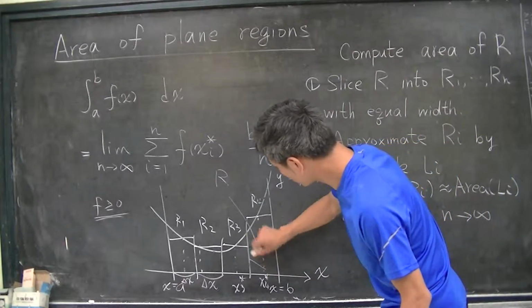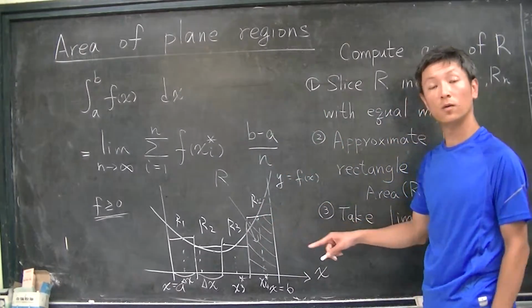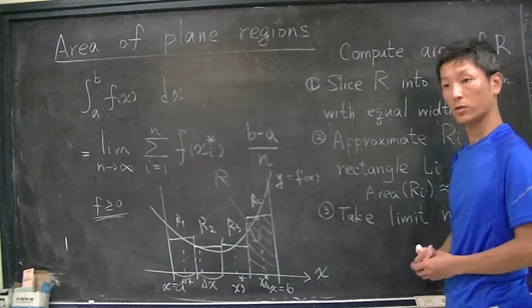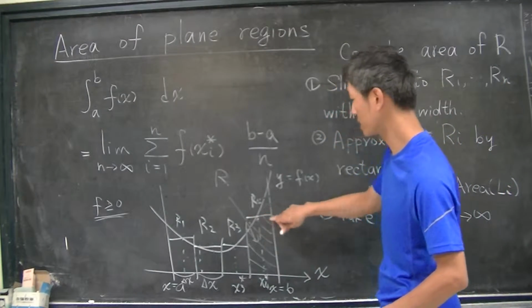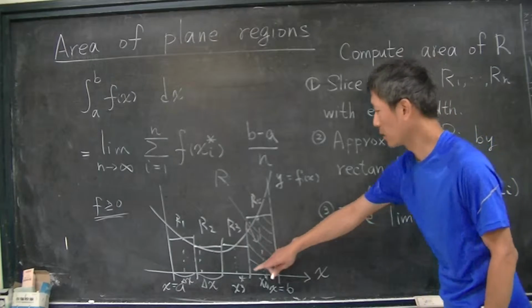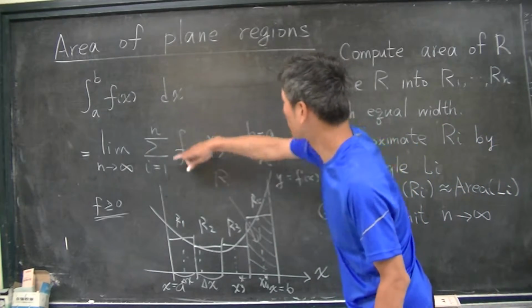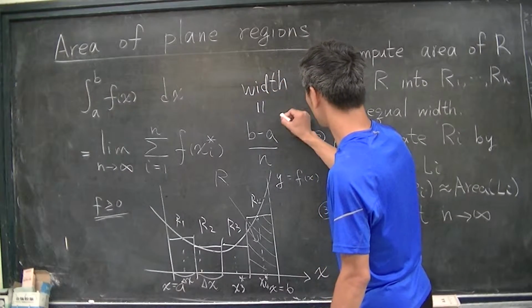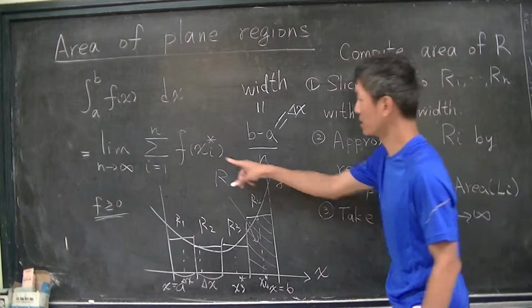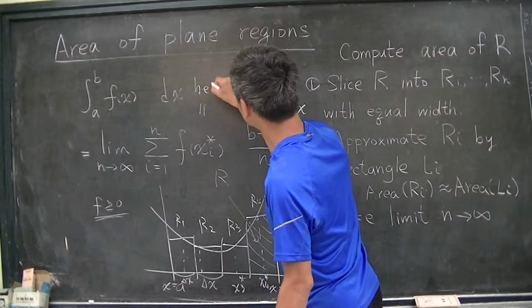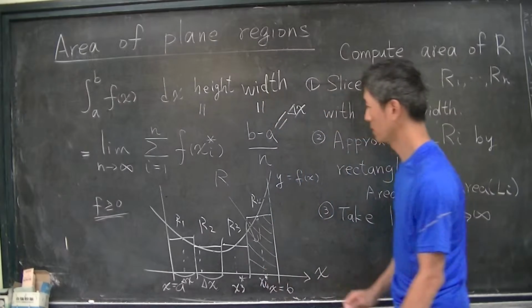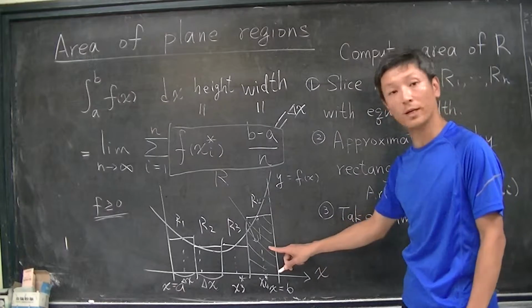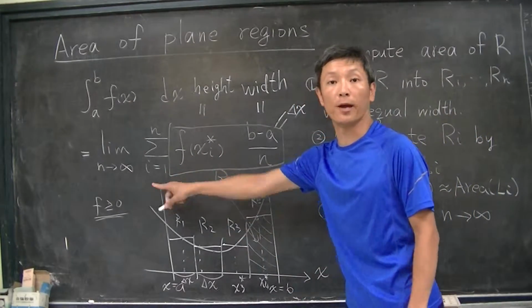Then we use the area of a rectangle to approximate the area of each piece. We know that the area of a rectangle is given by the height multiplied by the width. So this is the formula. This is the width, which is just delta x, and this is the height. So this part is just the area of one rectangle. Then we sum up to get a total area.